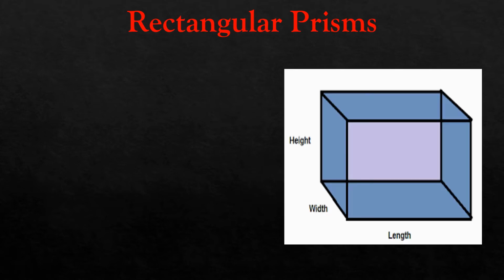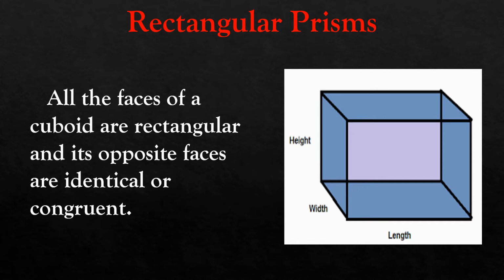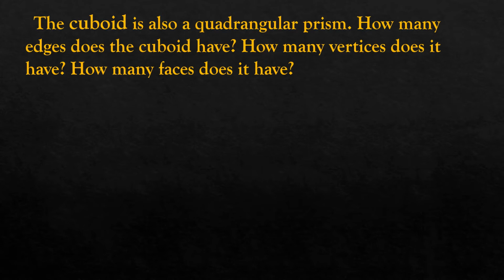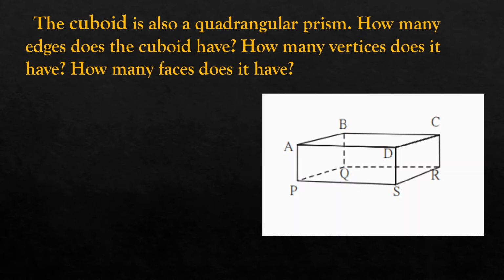Here first we will see the rectangular prism. All the faces of a cuboid are rectangular and its opposite faces are identical or congruent. Here you can see the faces. All the faces of this cuboid are rectangular and its opposite faces are congruent or identical to each other. The cuboid is also a quadrangular prism.